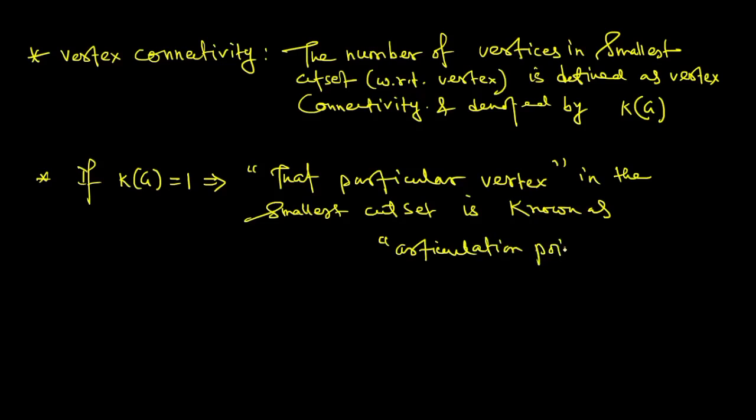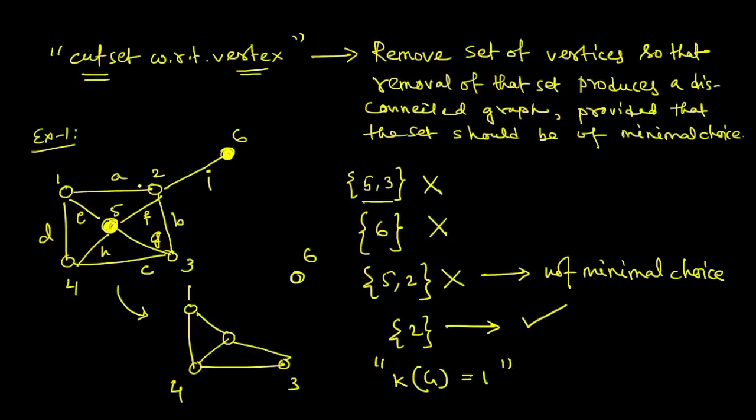Okay, so there may be a question like that, find out the articulation point. Instead of giving a direct question, they can ask you to find out the articulation point. So in our previous example, the articulation point was what? 2 was our articulation point or articulation vertex.